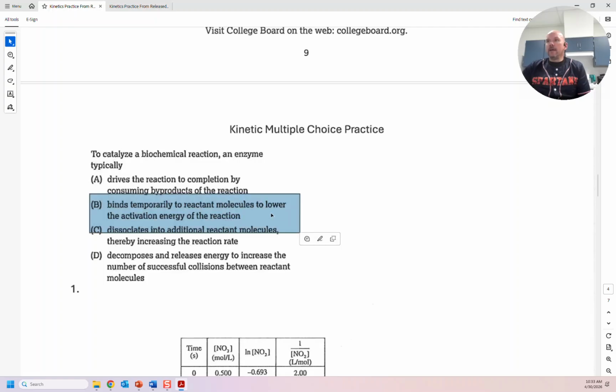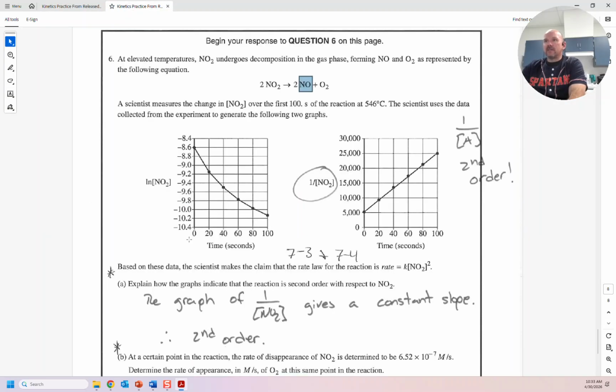If we look at B, it says binds temporarily to reactant molecules, and that's kind of what enzymes do, right? They take the two reactants and orient them so that when they collide, it's the exact right orientation that's needed for an effective collision. And that's why the activation energy doesn't have to be so high, right? Because the collision doesn't have to be that hard, because they're lined up perfectly already. So it's going to be B because it's lowering the activation energy. That's what we're looking for.